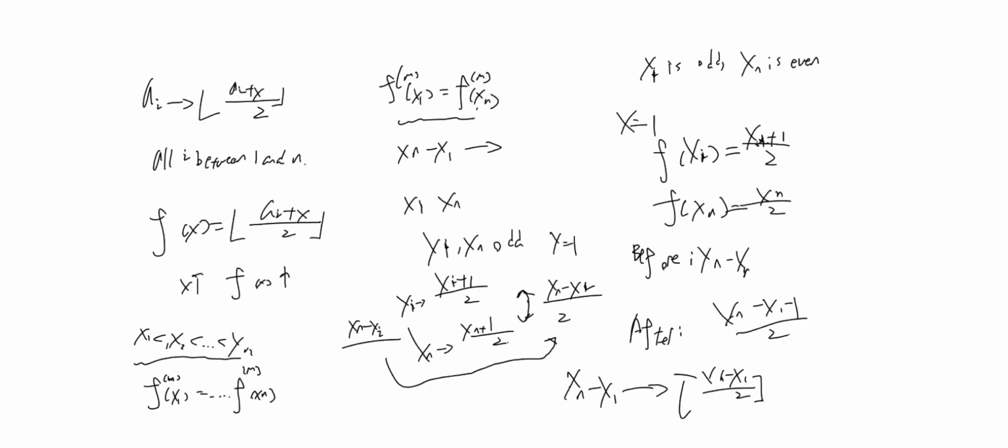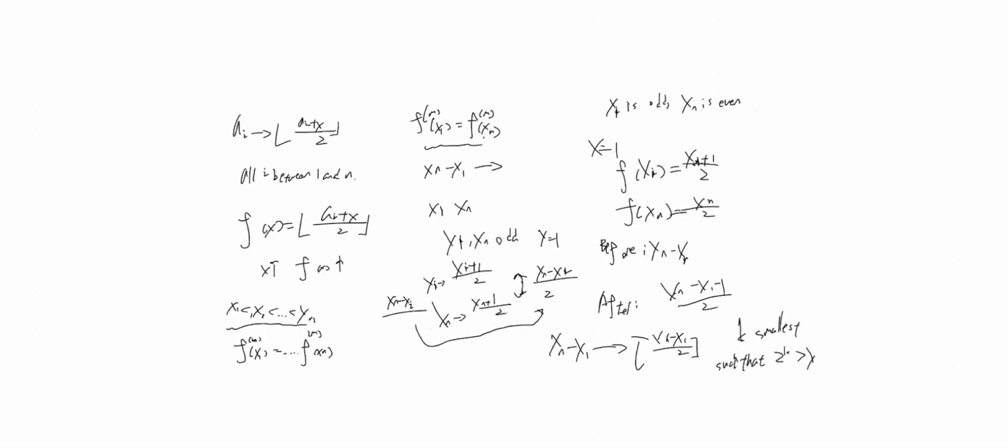Therefore, here comes the answer. We want to make the difference 0. Therefore, the answer would be the smallest k such that 2 to the kth power is greater than xn minus x1. So this k will be our answer to this question.